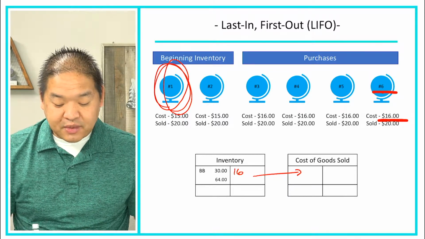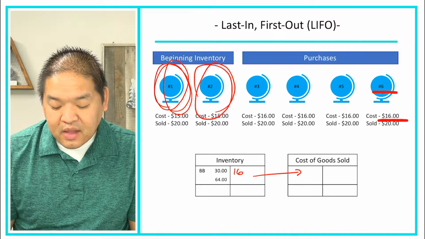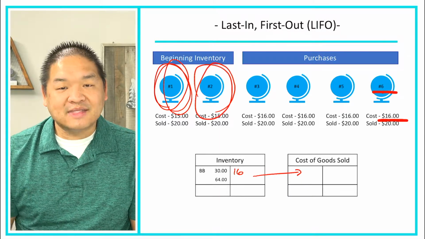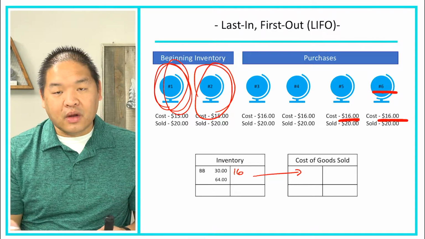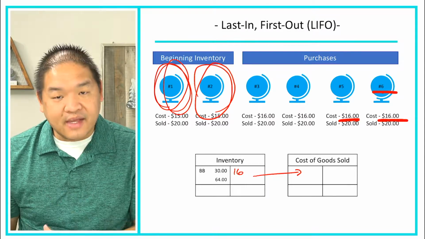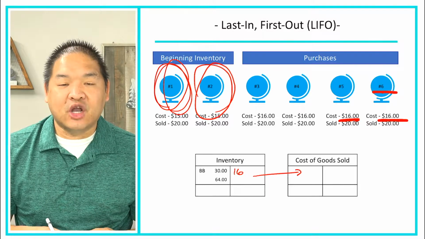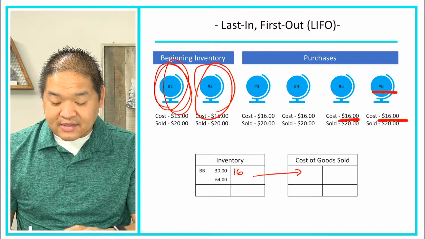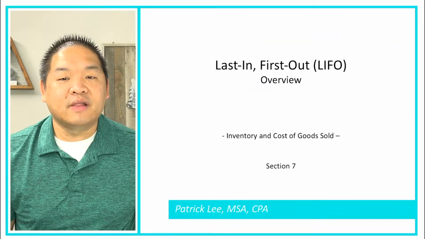So if the next customer comes in and they choose number 2, then we would move the next latest cost. So in this case, the next 16, and we would work our way backwards. That's how LIFO works. We start from the latest and we move our way backwards on the costing line. So that is kind of the mechanics there of LIFO. So that is an overview of LIFO.